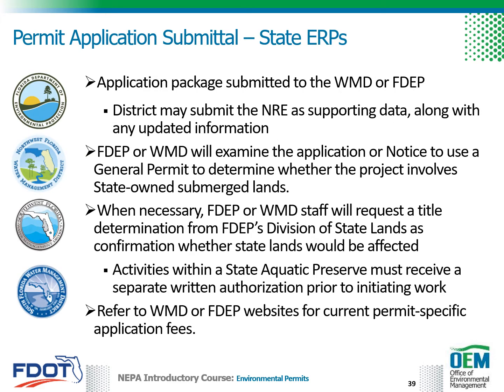FDOT permit applications for ERPs are to be submitted to the Water Management District or FDEP. FDOT districts may submit the natural resources evaluation as supporting data, along with any updated information within the application. FDEP or Water Management District will examine the application or notice to use a general permit to determine whether the project involves state-owned submerged lands. When necessary, FDEP or Water Management District staff will request a title determination from FDEP's Division of State Lands as confirmation on whether state lands would be affected.